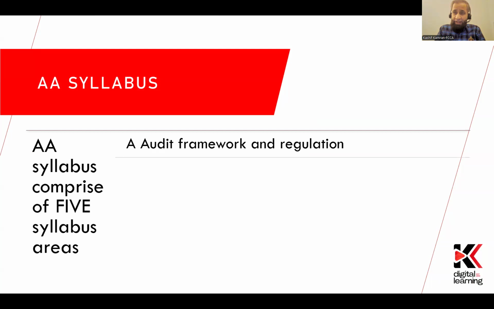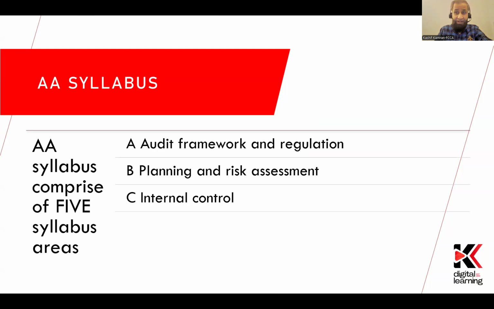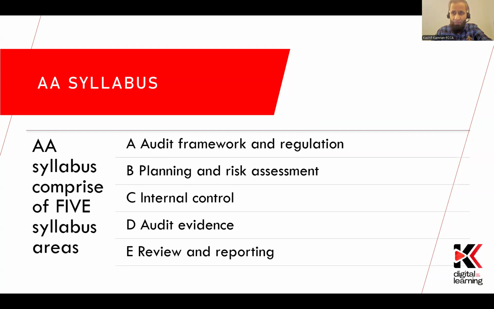The AA syllabus consists of 5 syllabus areas. Let's look at each one of them. A is audit, framework, and regulation. B is planning and risk assessment, a very core area for the AA examination. C is internal controls, another very important area when it comes to exam focus. D is audit evidence, another very important area because it has a strong emphasis in section B of the paper. E is review and reporting. These are the 5 syllabus areas.